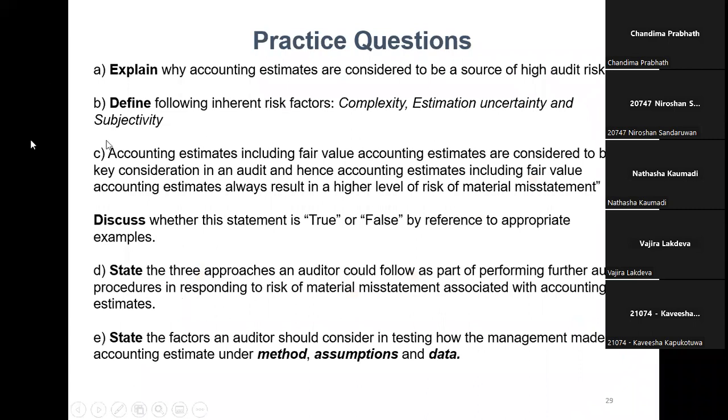Some of the questions: question number 3 will carry about 6 marks. For this sort of question, stating the 3 approaches will carry about 5 marks. This question would carry about 6 marks. Not all of these questions will appear in the exam paper, right? But define the following inherent factors, 2 marks each for these 3, so about 6 marks. Explain why accounting estimates are considered to be a source of high risk. If you see the first couple of slides, I have explained that at a high level. So that's all we have to cover under ISA 540.